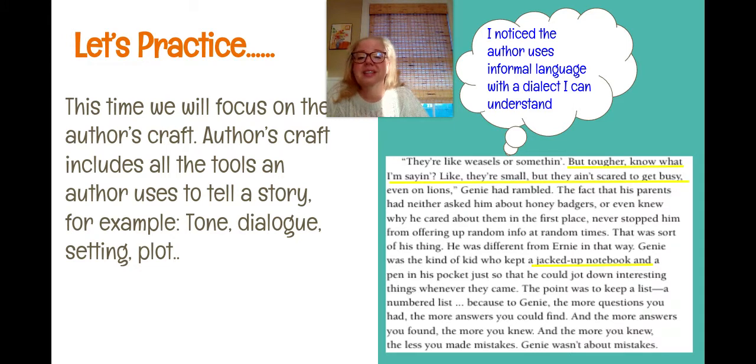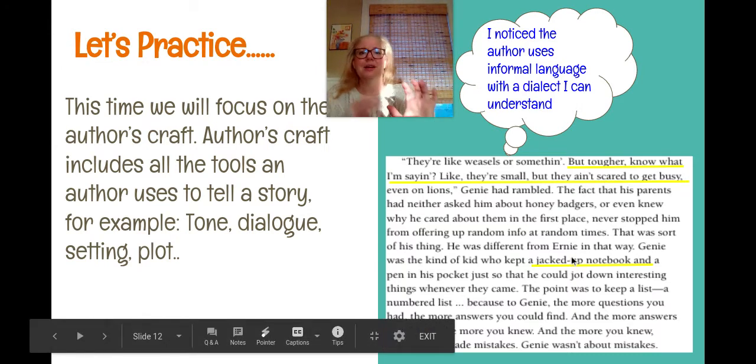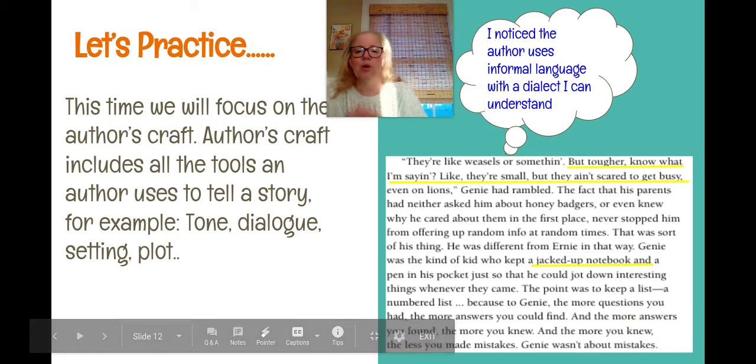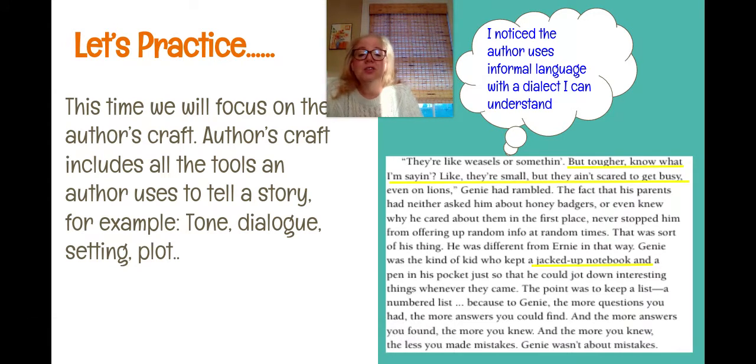So I noticed that Jason Reynolds is writing the way that people would talk, right? Leaving the G off the end of words, saying "ain't," right? They ain't scared to get busy. And "jacked up notebook," like jacked up means it's kind of raggedy and old and roughed up. So he's using words that people would normally use in conversation. And that makes it more relatable. It makes it easier for us to understand because that's how people would normally talk.